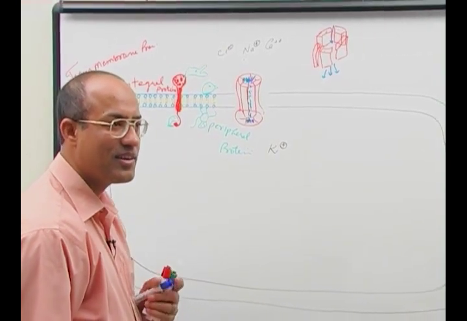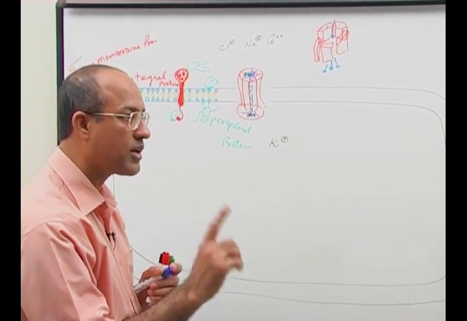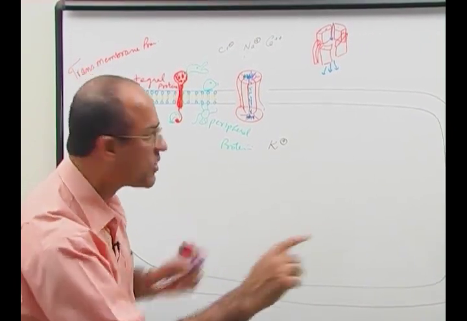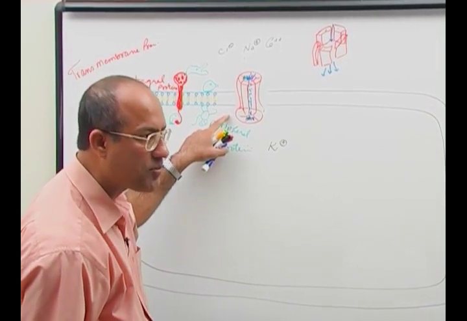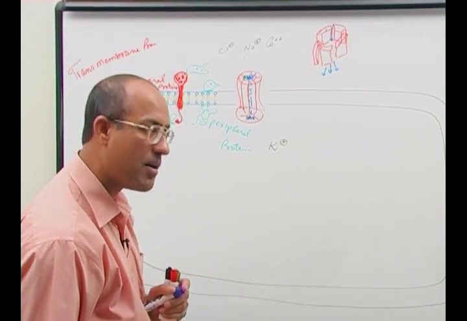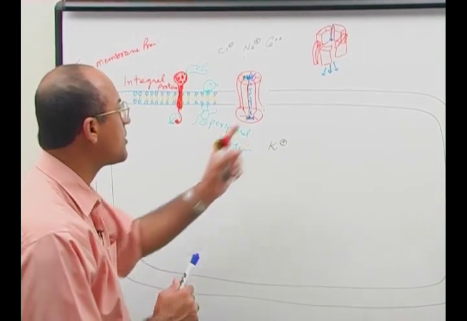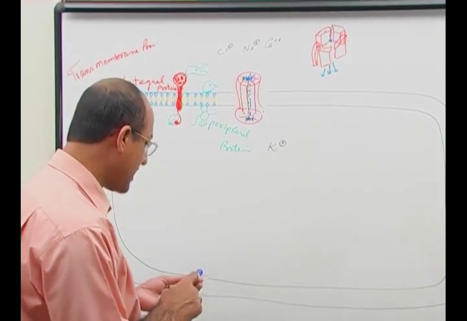Is that right? So what did I tell you? That one type of integral protein, a whole group of integral proteins, is working as channels. And these channels can help the substances to move across the membrane. This is one function of integral proteins. Then another integral protein.